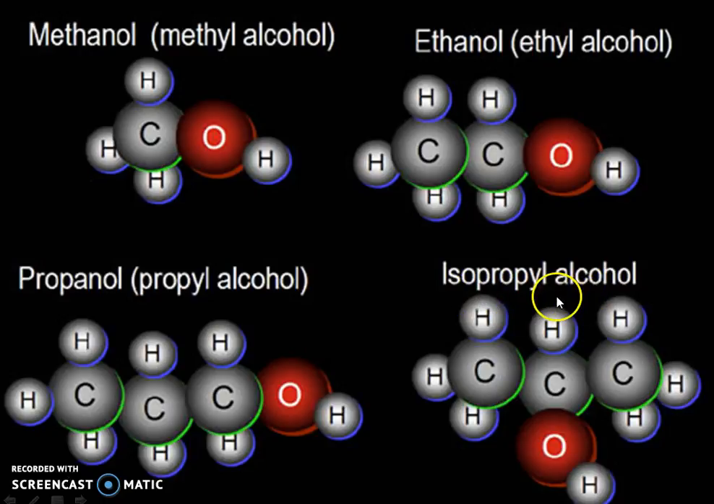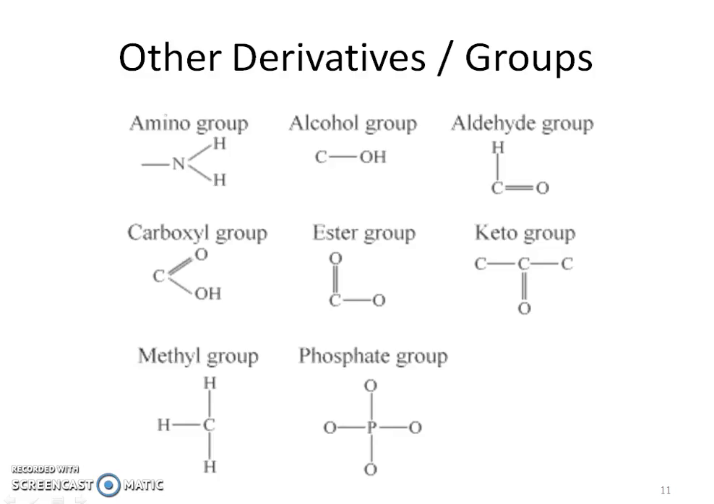So here we have a common name called isopropyl alcohol. Sometimes you'll hear this as propyl alcohol, and this is isopropyl alcohol. And what's the difference? Again, it's where that OH is bonded. Which carbon atom from the parent or the longest chain is that OH attached to?